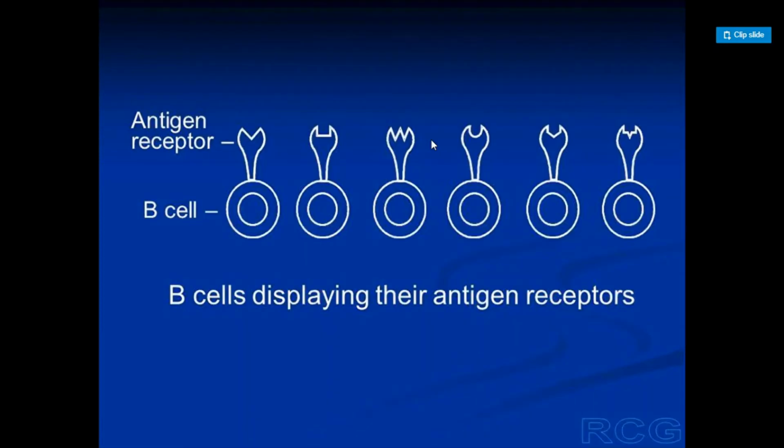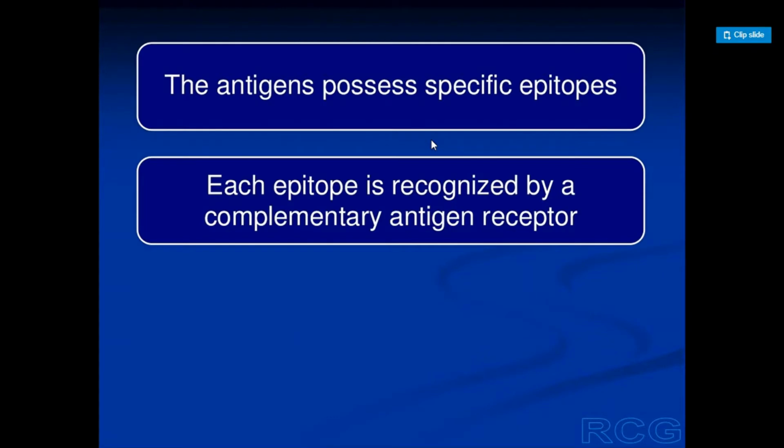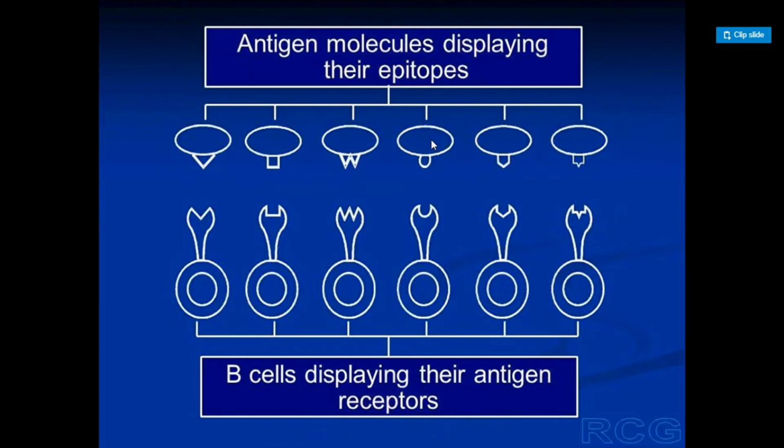And here are the antigen binding receptors in the B cells, the B cells displaying their antigen receptors. The antigen possesses specific epitopes, and each epitope is recognized by the complementary antigen receptors. Here we can see how this is recognized. One epitope is recognized by the complementary part present on the immunoglobulins, and these are the paratopes. And the B cell displays their antigen receptor here.